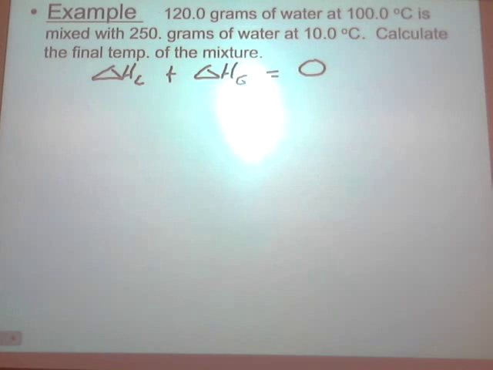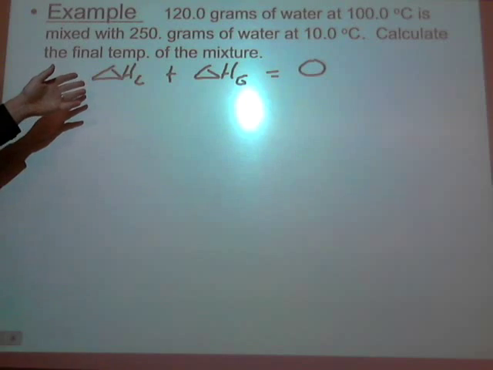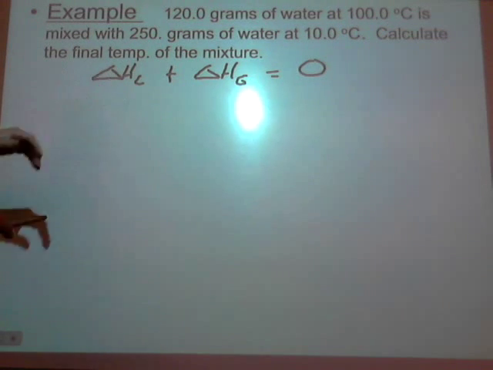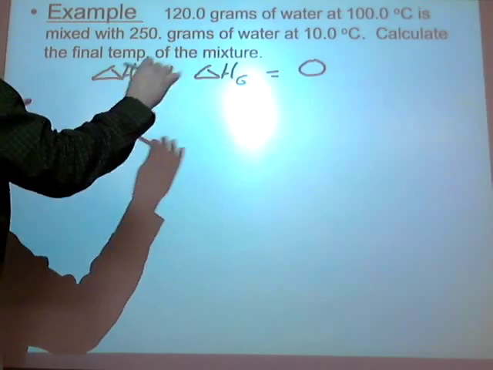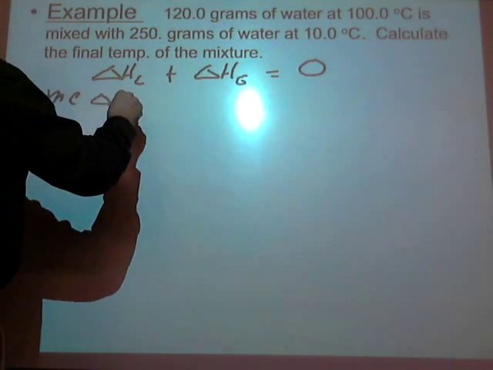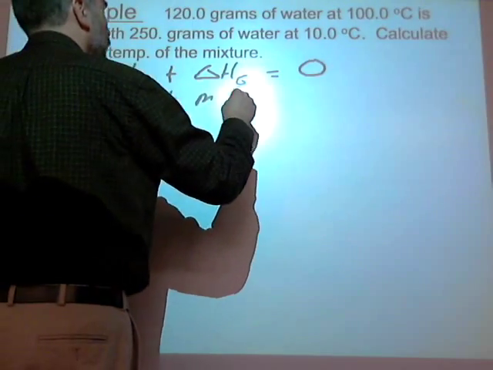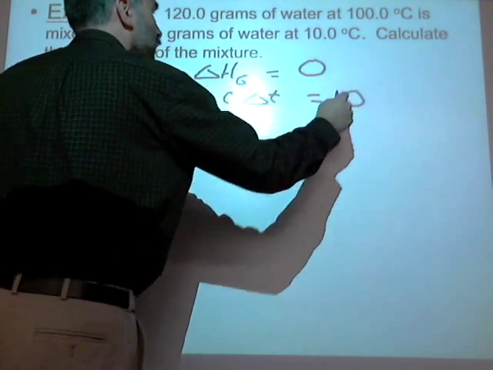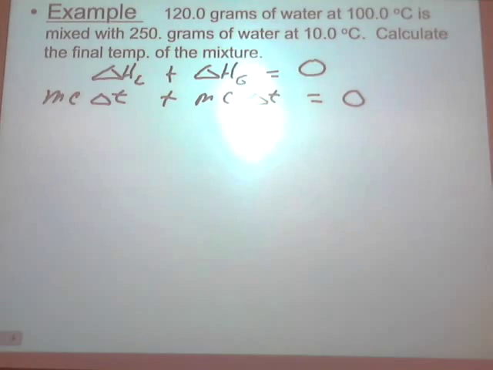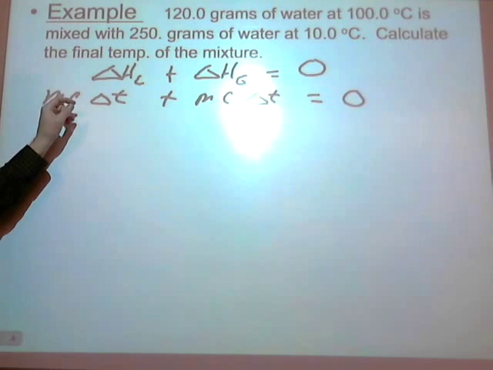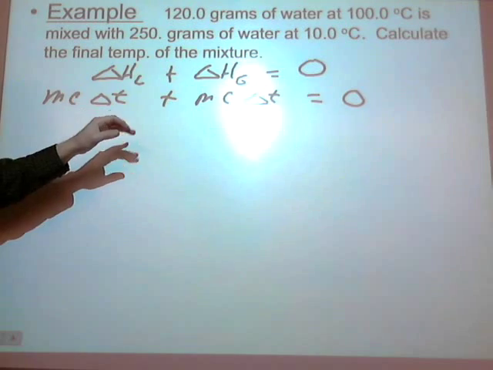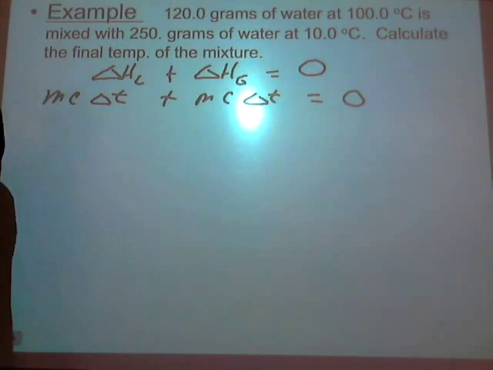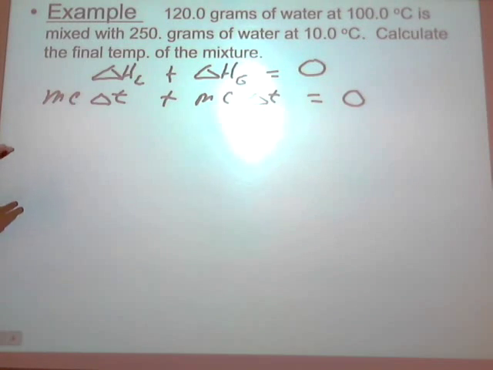So let's do this. Who's losing heat? Well, before I even do that, I want you to spread it out a little bit. mC delta T plus mC delta T equals 0. Spread it out a little bit more there. So we have the heat loss guy. That's how we're going to calculate him, using his mass, specific heat, and delta T. And the heat gained. And all we're going to have is one variable that's going to be missing.